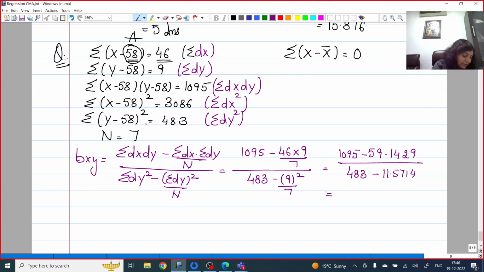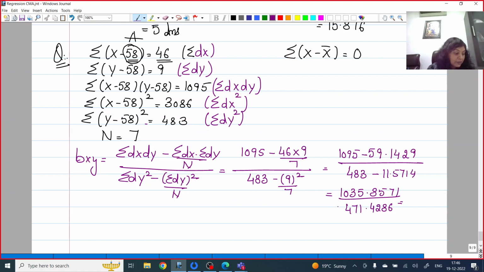So this will be 1095 minus 59.1429. So this is 1035.8571 upon 483 minus 11.5714. So this becomes 471.4286. So if you divide both the numbers, 1035.8571 divided by 471.4286, this becomes 2.197.